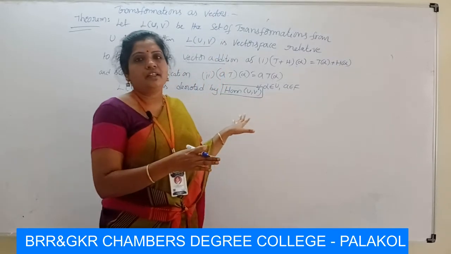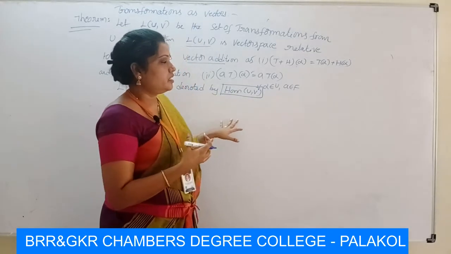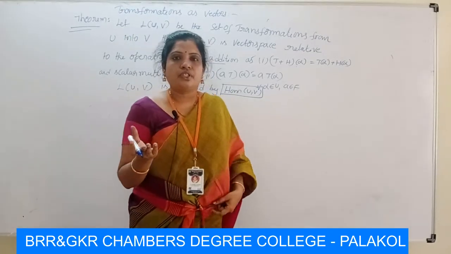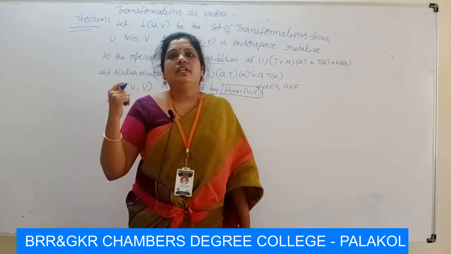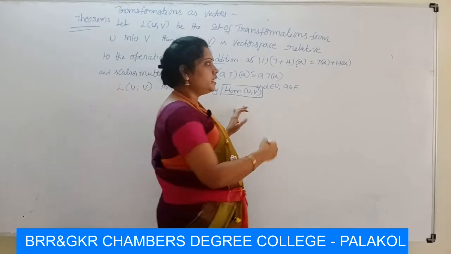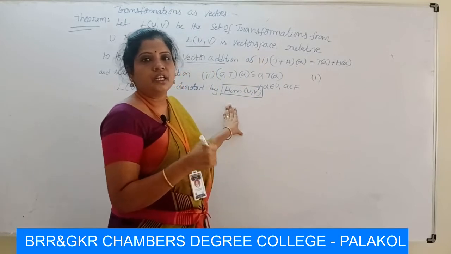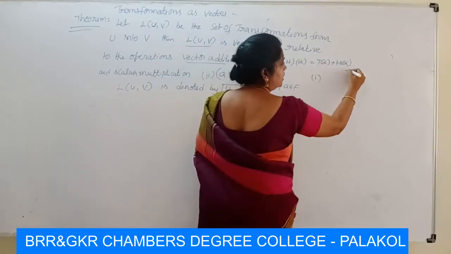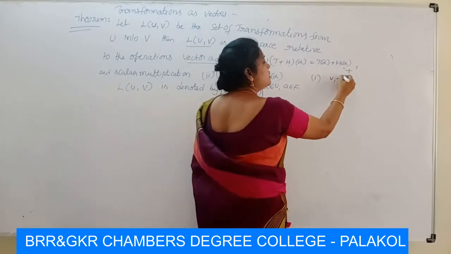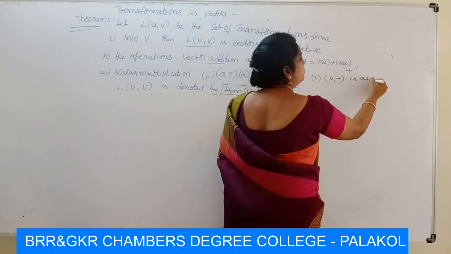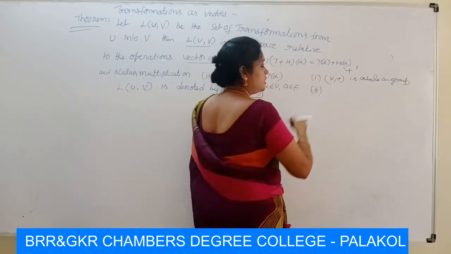Here V is a vector set and F is a field of scalars, and we define an internal composition and external composition, those are addition of vectors and scalar multiplication with the vectors. So internal composition is the vector addition, that is denoted as plus. So for which V comma plus is an abelian group.